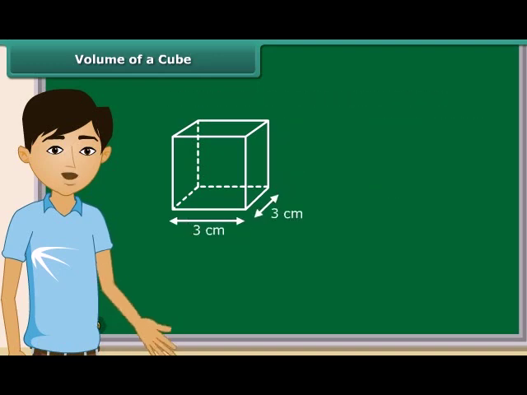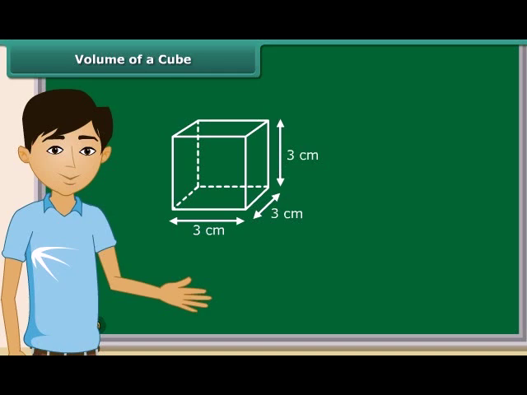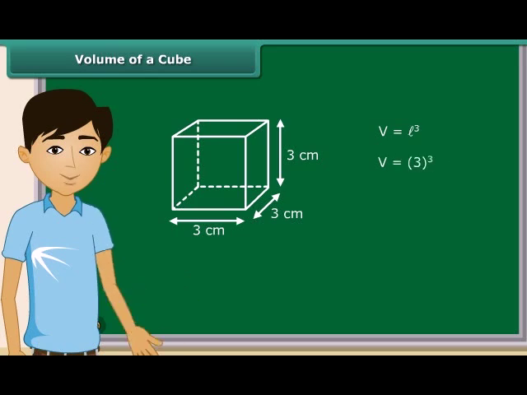Alright, let's take a look at an example. Here we have a cube having length of each side equal to 3 centimeters. Let us find its volume. To solve this, we need to use the formula V = L³. Now, since we know the length of each side of this cube is 3 centimeters, we can substitute L with 3.